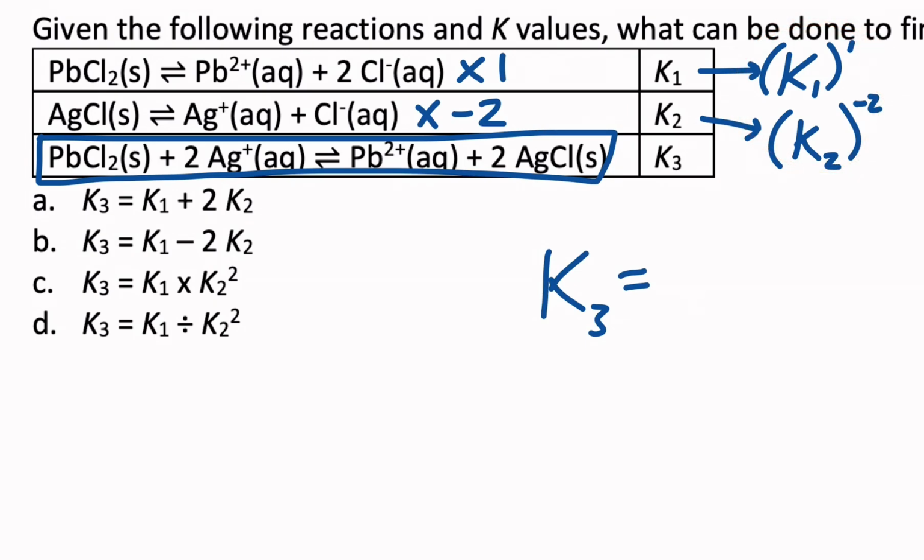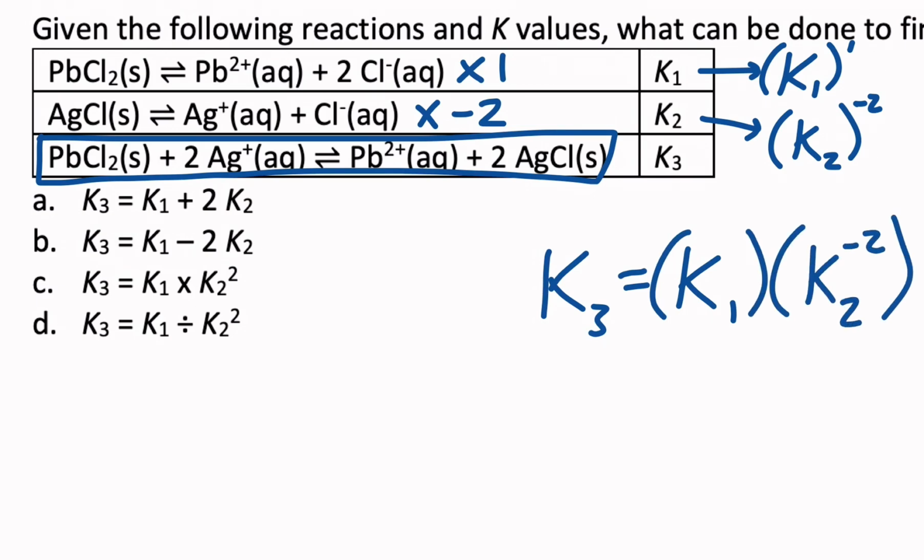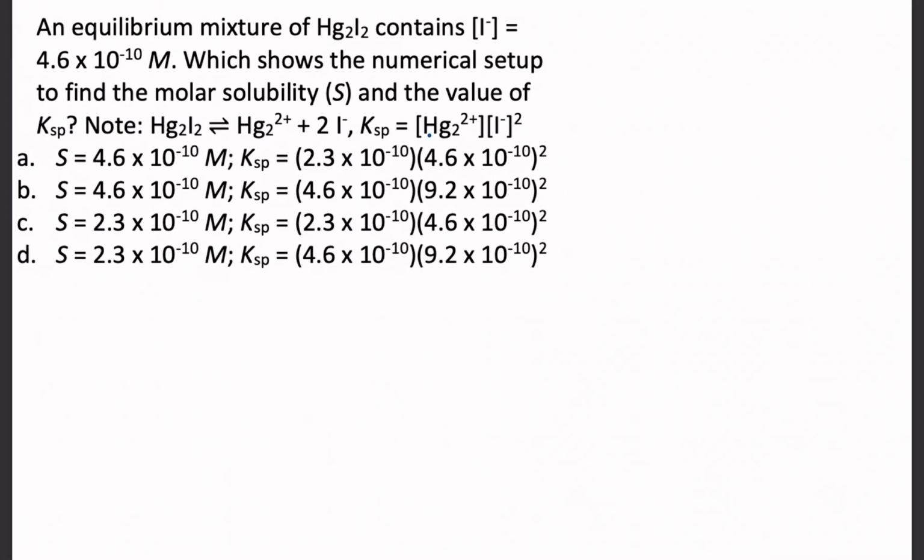So this becomes K1 times K2 to the -2. And then be careful when you look at the choices. The correct choice actually doesn't have the negative in the exponent. They made it positive. So I'm actually dividing by the second K2, which makes D the correct choice here. Okay, one more multiple choice.